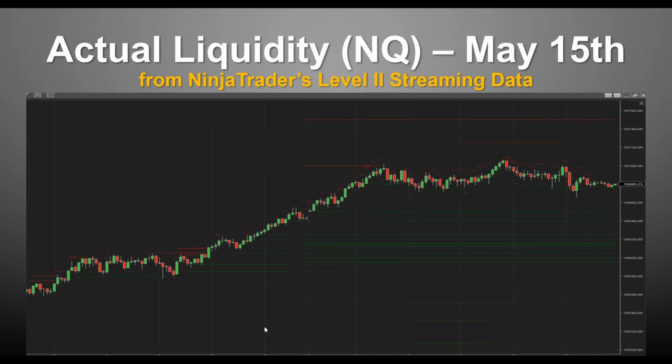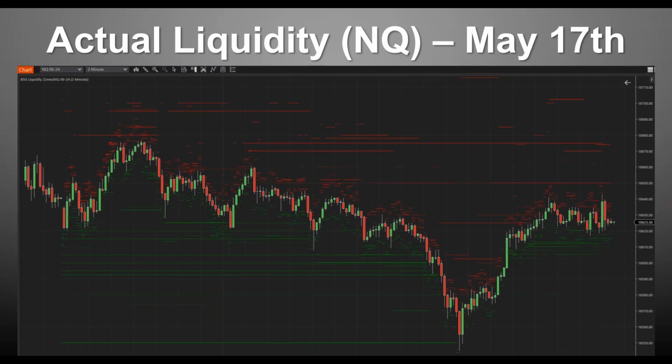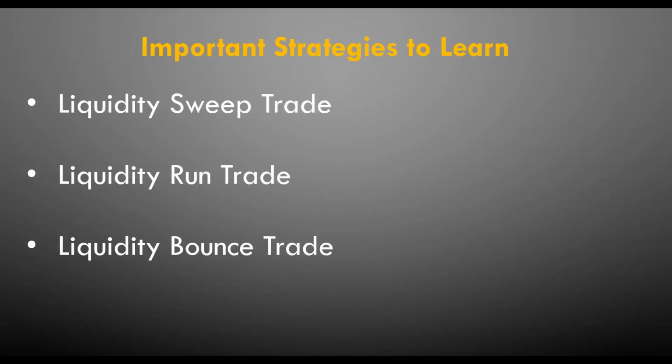Okay. All right. So one more, we saw that May 17. That's the one I showed before. I'm not going to cover these in more depth here, but I will definitely cover them. I'm going to produce a detailed training video in the coming week for all the traders who purchase the liquidity zones indicator. At a high level, you need to know what is a liquidity sweep, what is a liquidity run, and what is a liquidity bounce.